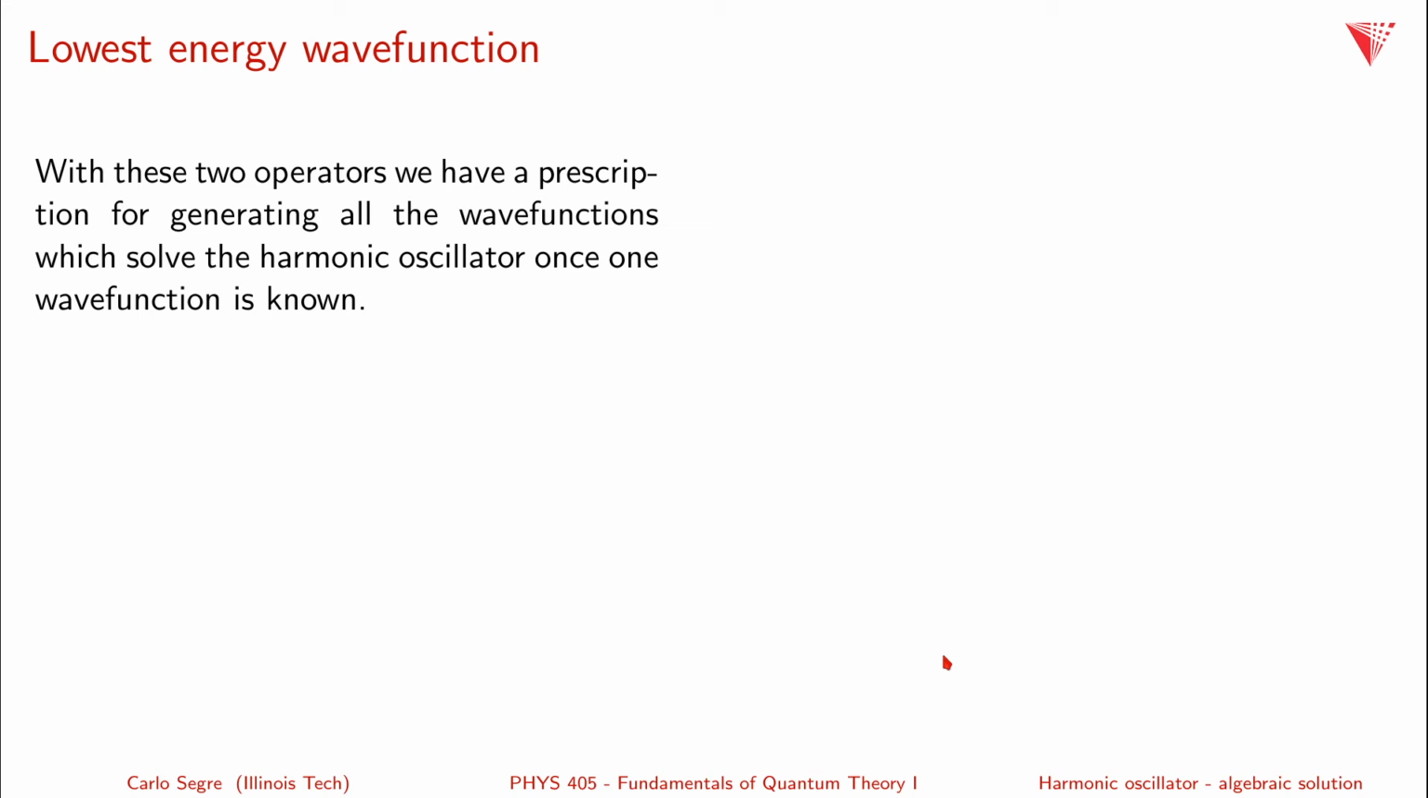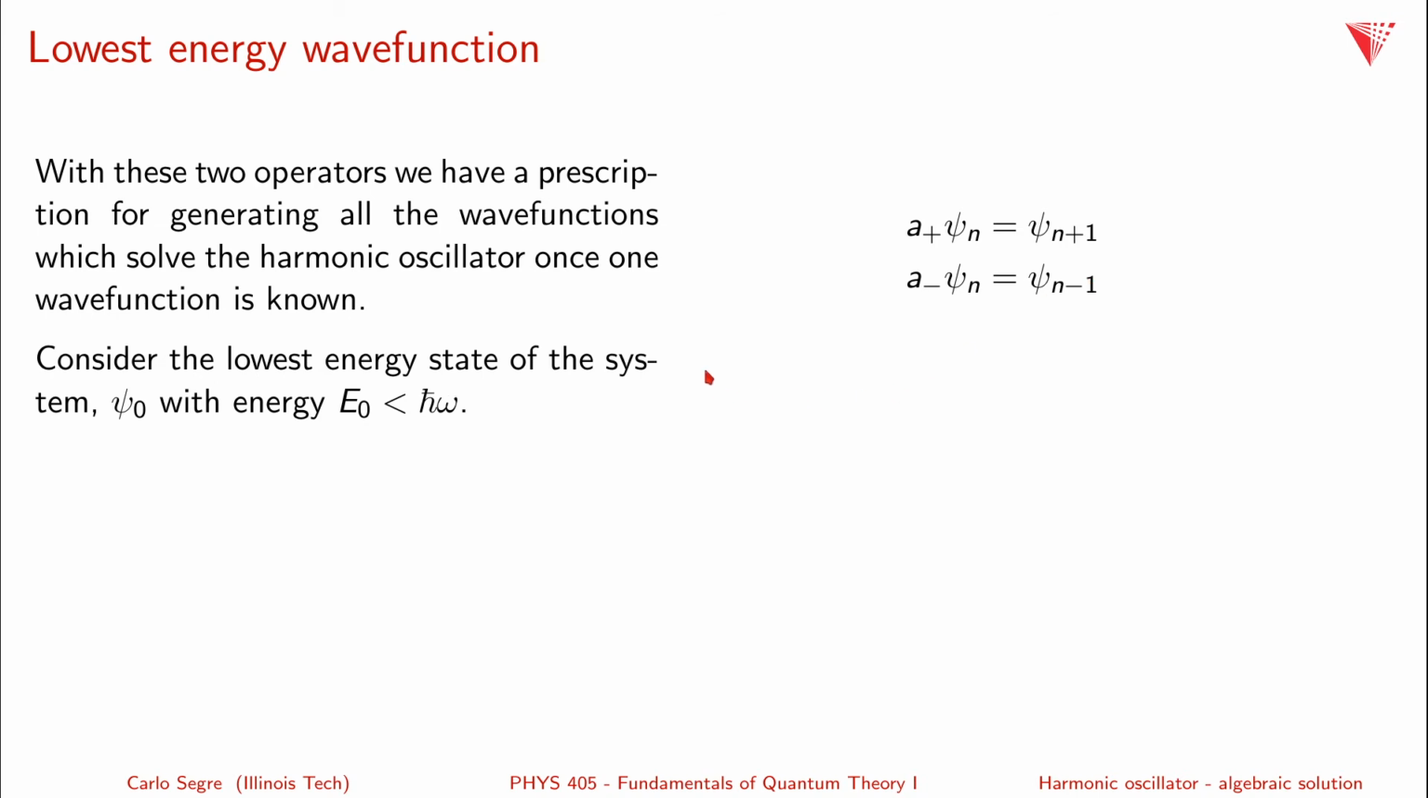So which wave function do we want to know? Well, the best wave function to know is the lowest energy state, because there's nothing below that. And so that gives us a method of calculating things. So these are my relationships. A plus applied to psi n gives me psi n plus 1. A minus applied to psi n gives me psi n minus 1. Now suppose we have the lowest state. We'll call it psi sub 0. It has an energy E sub 0, which is less than h bar omega. Because if it was bigger than h bar omega, then we could lower it to get a lower energy. So the lowest state must have an energy less than h bar omega.